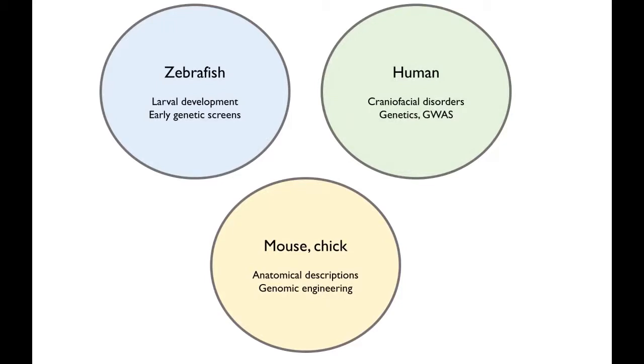And by the very fact that many of these disorders manifest in live births, we know that they're having their effect somewhat later in development. So partly for this reason, the mouse and chick have historically been more widely used as models for human craniofacial development. And both of these systems also have rich and detailed descriptions of development and adult anatomy, and in the mouse in particular, very sophisticated tools for genomic engineering.